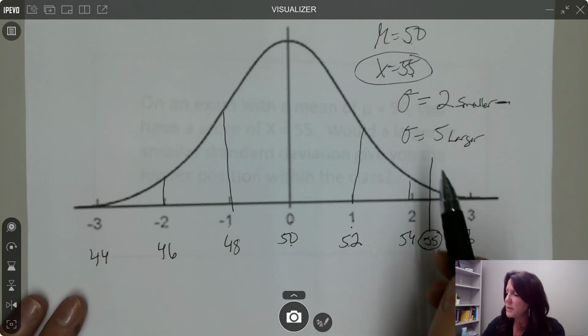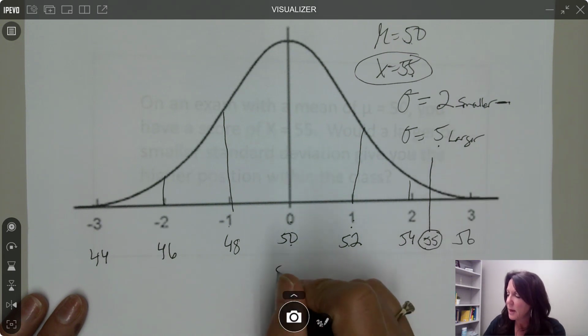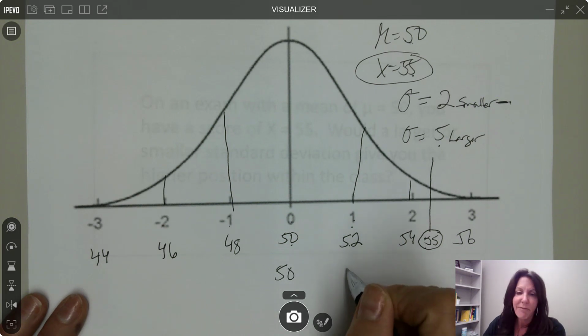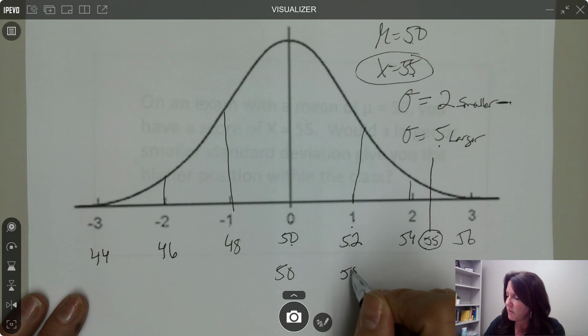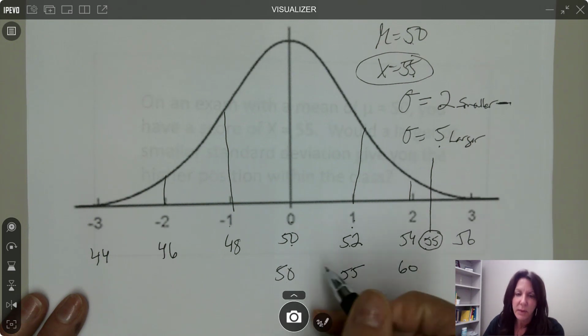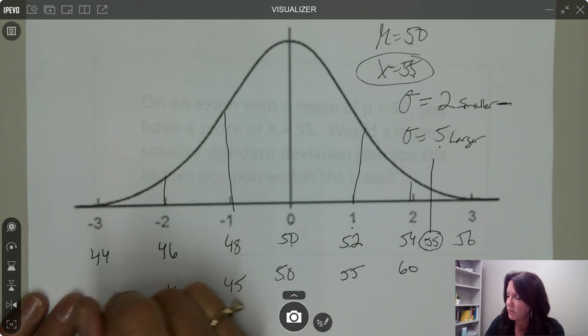Let's try it with a standard deviation of 5 to see if that made any difference. So I'm still going to have my mean of 50. But this time, I'm going to add 5 to each standard deviation. So 50 plus 5 is 55. 55 plus 5 is 60, and 65. Then we go in the other direction. 50 minus 5 is 45, 40, and 35.